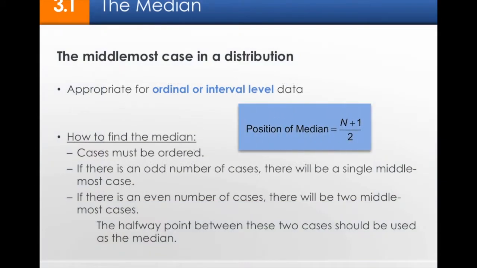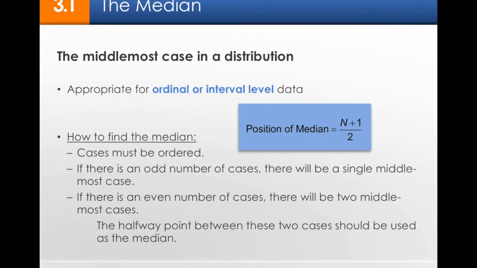Okay, we also use the median. The median is the middlemost case in a distribution. And we can use this for ordinal and interval level data, okay? So think about what we talk about when we talk about a median in the road, right? The median strip. That's the part of the road that divides the road into two equal halves, okay? So the median means just as many people are above that number as are below that number.